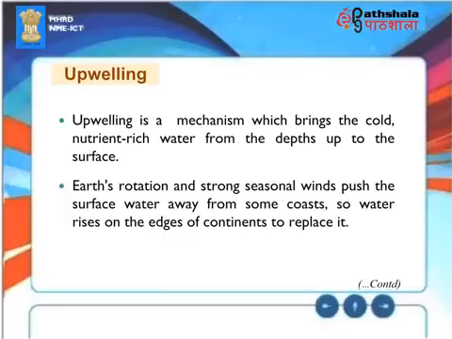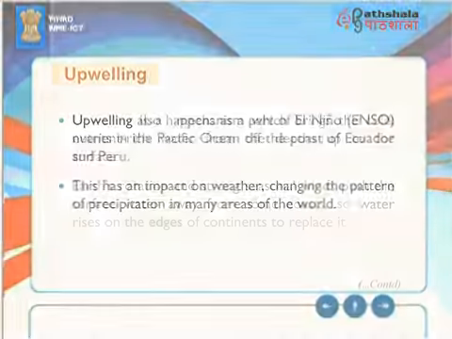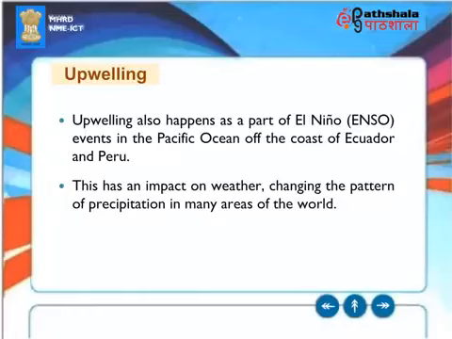Earth's rotation and strong seasonal winds push the surface water away from some coasts, so water rises on the edges of continents to replace it. Upwelling also happens as a part of El Nino, ENSO events in the Pacific Ocean off the coast of Ecuador and Peru. This has an impact on weather, changing the pattern of precipitation in many areas of the world.